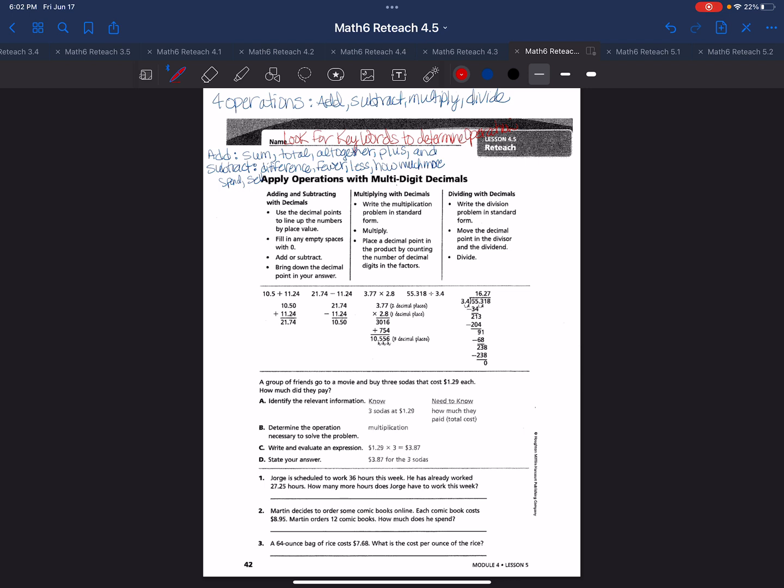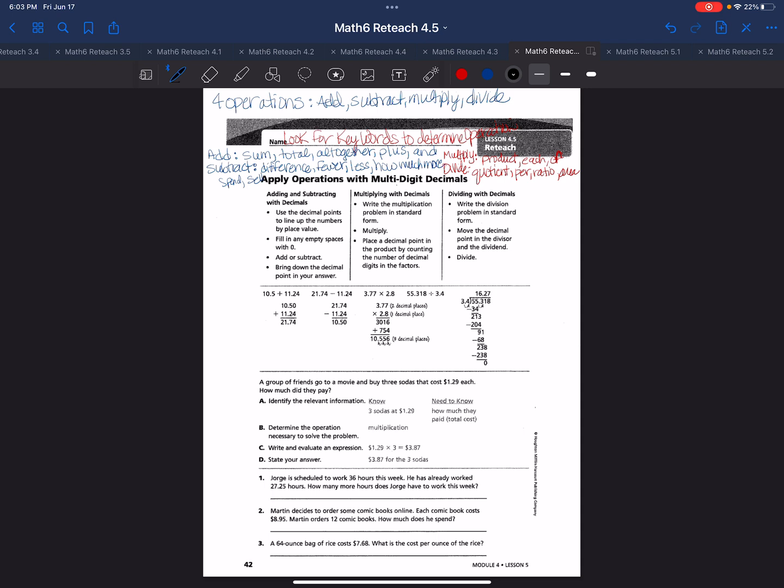Then we have multiply and divide. So multiply would be product, each, and of. And for divide, it would be quotient, per, ratio, and area. So those are just a few.